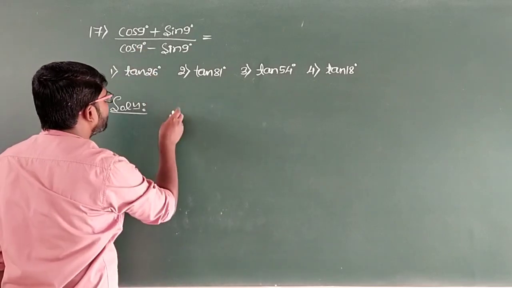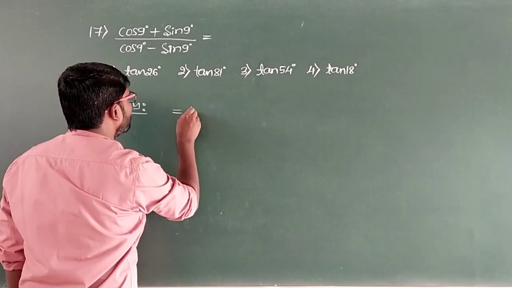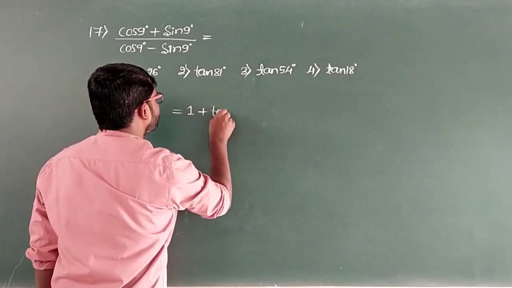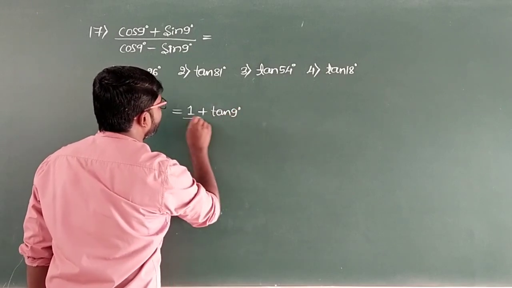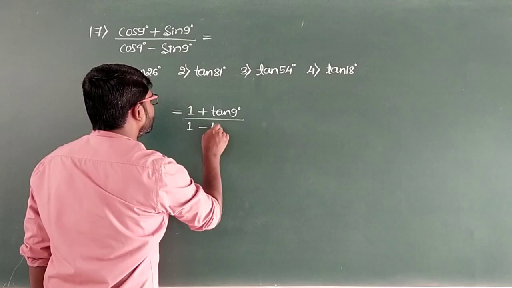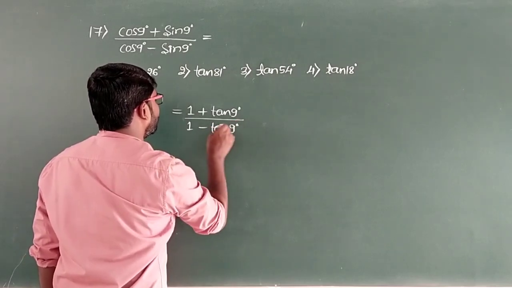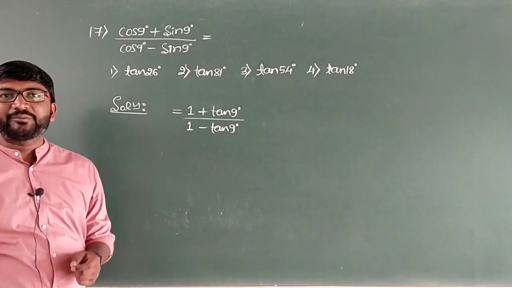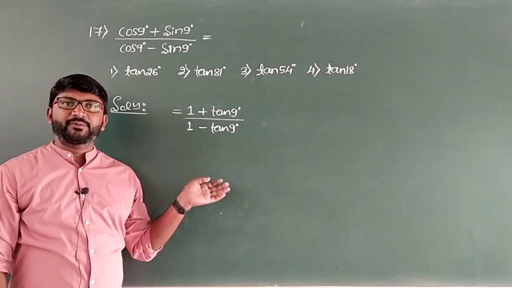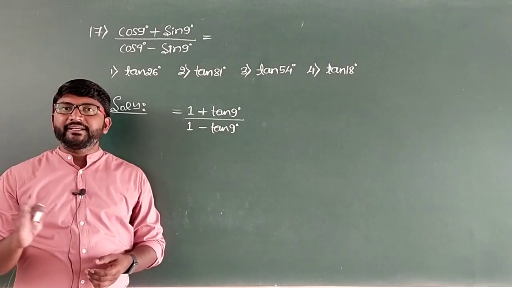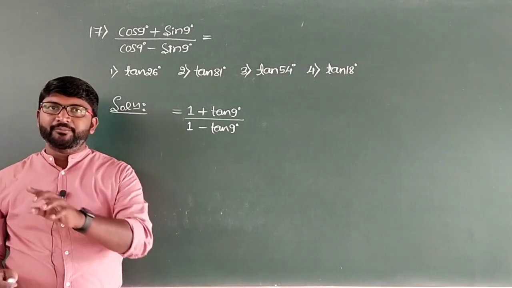So cos 9 by cos 9 will be 1. So we have 1 plus tan 9 degree divided by 1 minus tan 9 degree. Now this is in the form of 1 plus tan theta divided by 1 minus tan theta. In the previous problem we have discussed that, so that can be written as tan 45 degree plus theta, or tan pi by 4 plus theta.